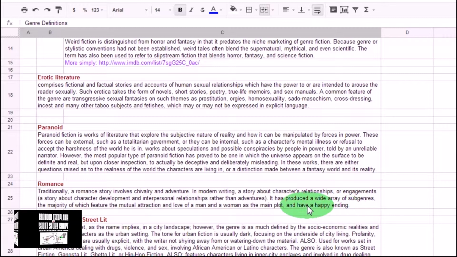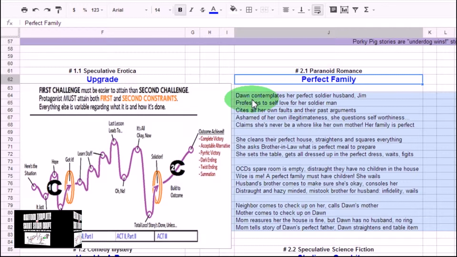This is the story I came up with. It opens with Dawn contemplating her perfect husband, Jim. Here's the situation. It just got worse. She professes self-love for a soldier man. That really doesn't sound all that bad. She cites all of her own faults in their past arguments. So there's hope that the story will continue.